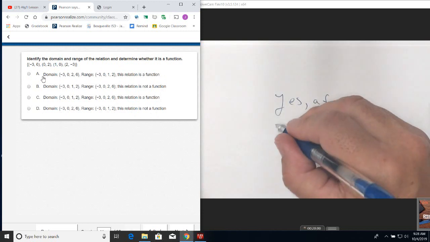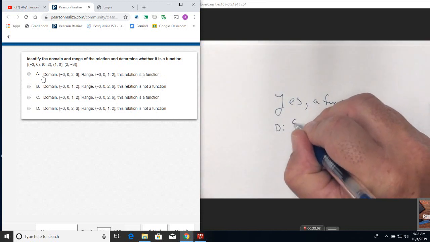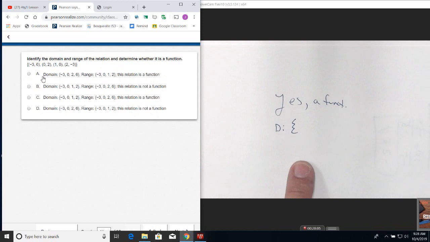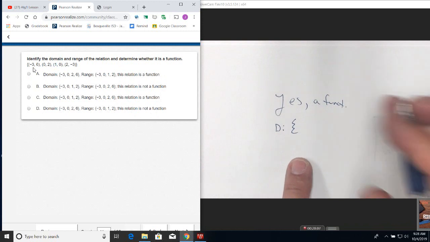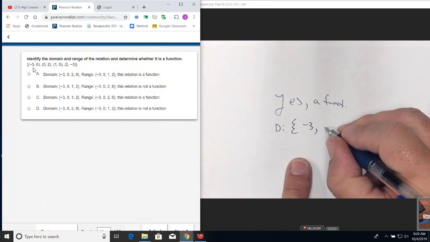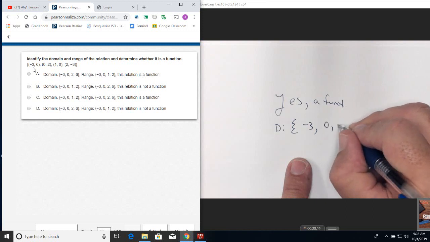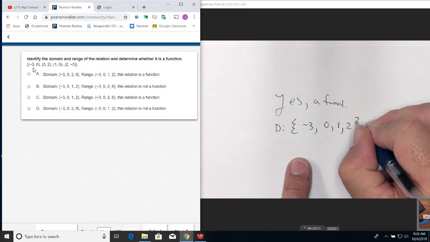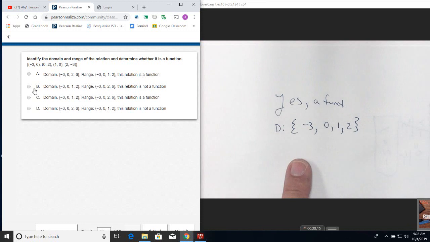So let's look at the domain. I'm just going to abbreviate that D. What are the members of the domain? That's the x's. Just look at the x's. What's the first one? Negative 3. Then the next one is? Then? Then? There's my domain. Is that negative 3, 0, 2, and 6? That doesn't look right, right? Is it negative 3, 0, 1, and 2? By process of elimination, it should be C, but let's just make sure we don't make a mistake.